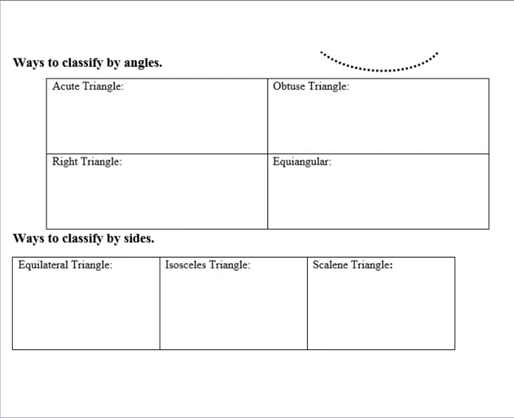Alright, so we are looking at some vocabulary here. Different ways to classify triangles. There are two ways to do that: classifying by the angles or classifying by the sides. So we're going to look at the names that we can call a triangle based off of its angles.